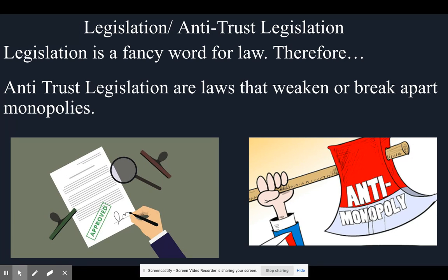Legislation and the antitrust legislation. Legislation is a fancy word for law. That's all it really is. Therefore, antitrust legislation are laws that weaken or break apart monopolies, right? So antitrust legislation are going to be breaking up those monopolies. Present day, it could be Apple, Disney, or Google, and these laws would help break up those monopolies.